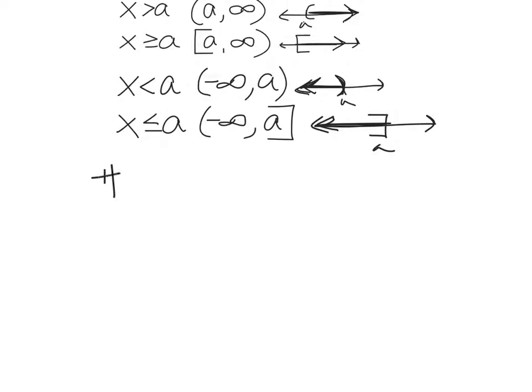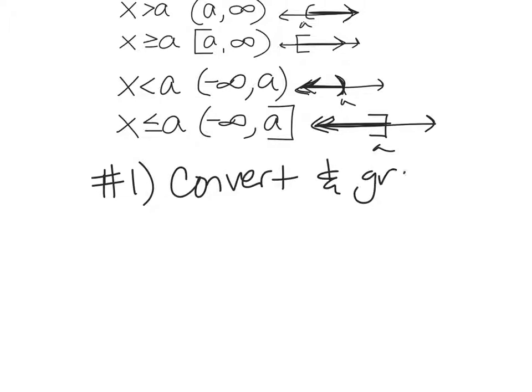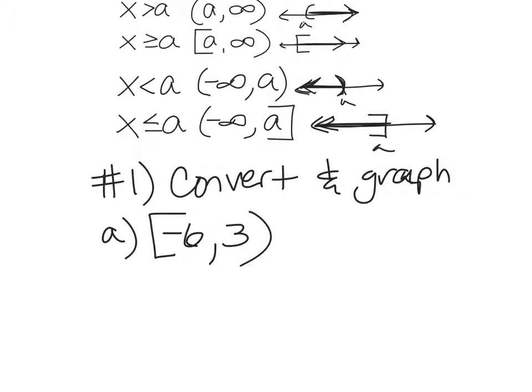So number 1. We are going to convert and graph. And this is just like the first few in your homework tonight. Convert the interval notation and graph it. Okay, so here we go. Convert this. Interval notation, negative 6, 3. We're going to convert that into inequality notation, and we're also going to graph it. So this says that we have an interval from negative 6 to 3, including negative 6, but not 3.